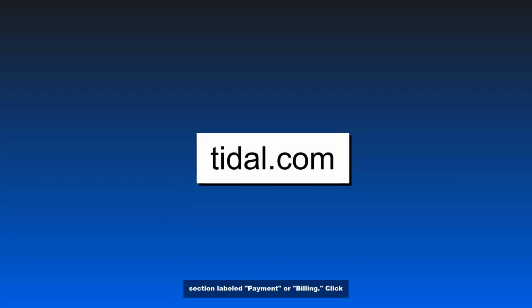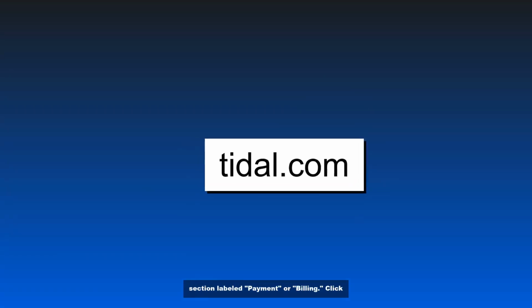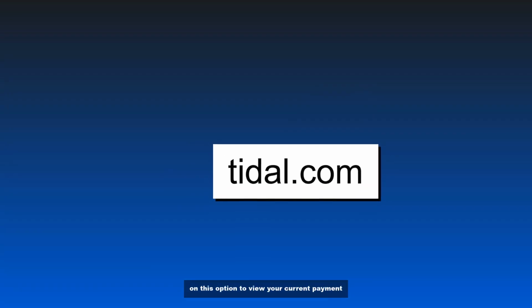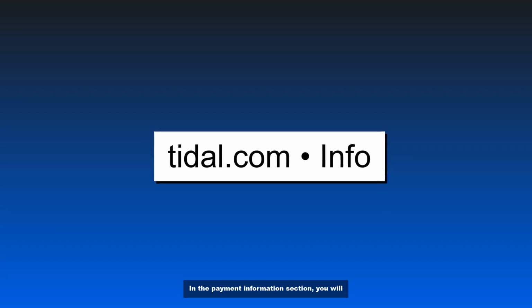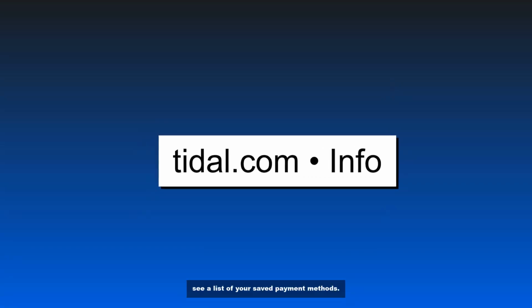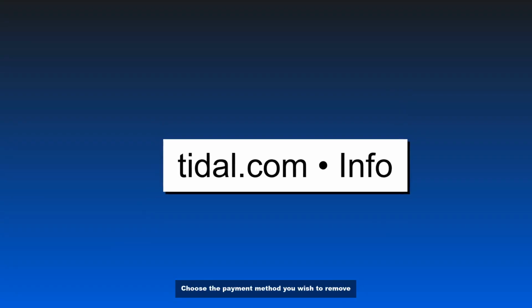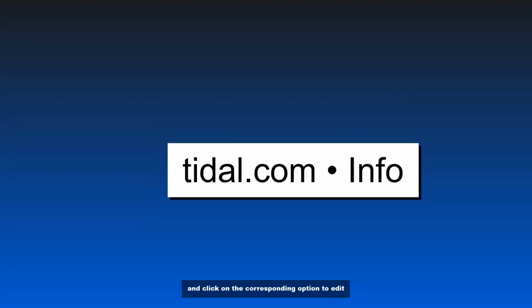In the account settings menu, look for the section labeled Payment or Billing. Click on this option to view your current payment methods. Step 4. Select the payment method to remove. In the payment information section, you will see a list of your saved payment methods. Choose the payment method you wish to remove and click on the corresponding option to edit or delete it.